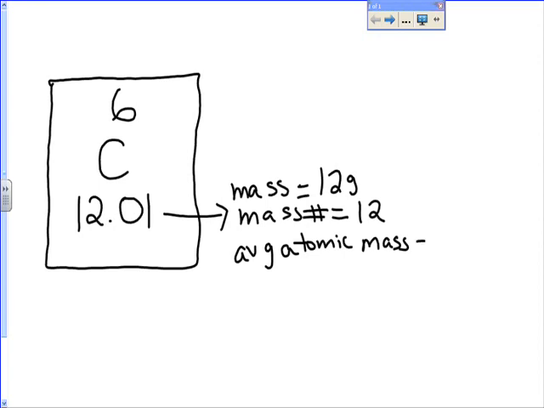And then if I'm wanting average atomic mass, I put 12 U, because remember, the units for average atomic mass is U. So it's the same number for every single one. They just have different units, and the mass number doesn't have a unit. Let's practice with another one and make sure we understand.